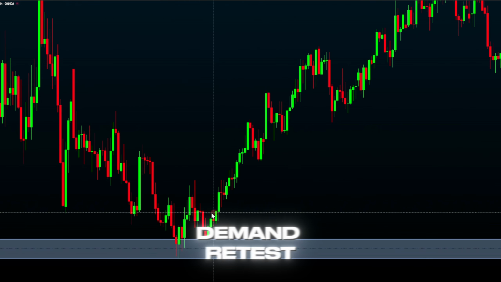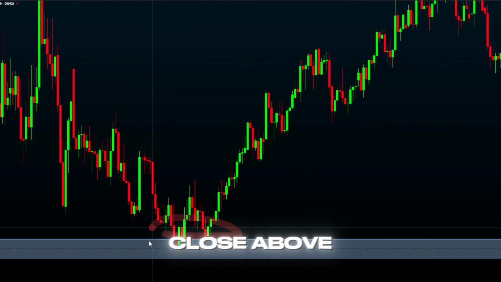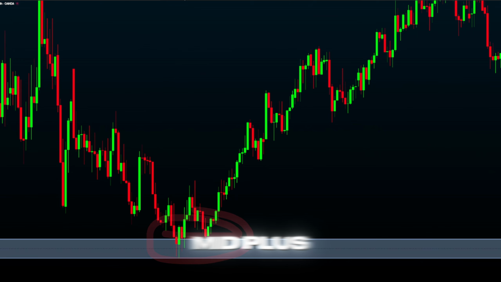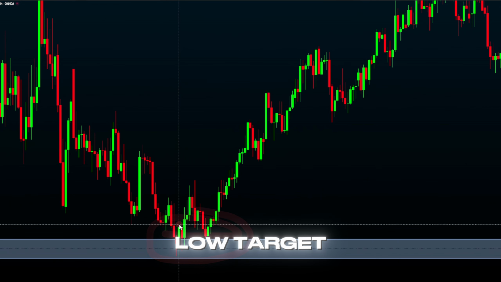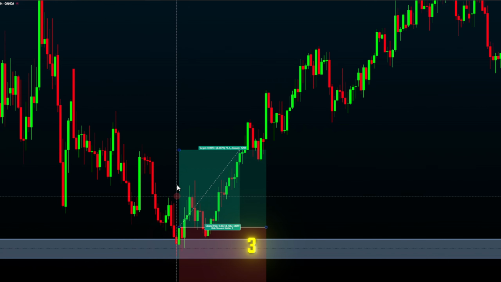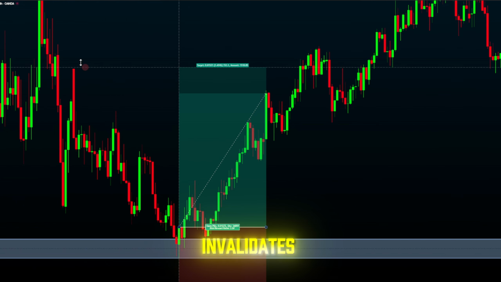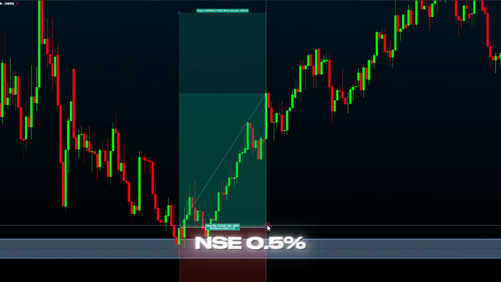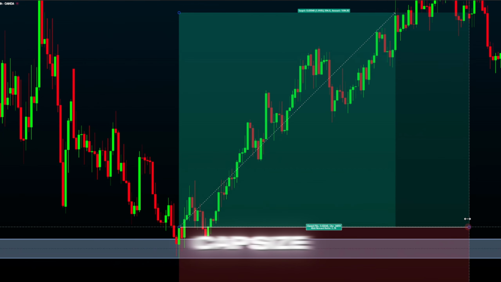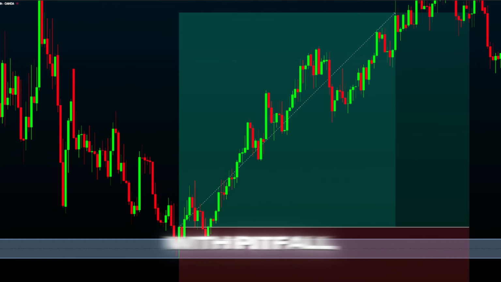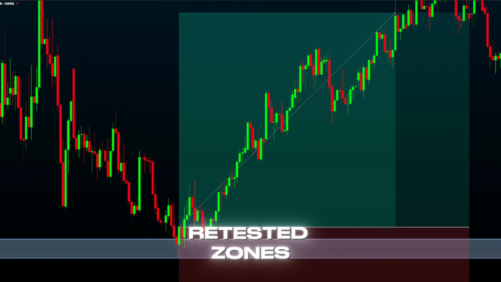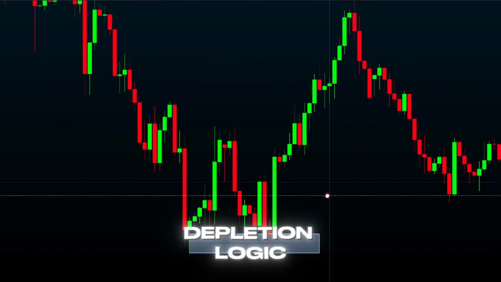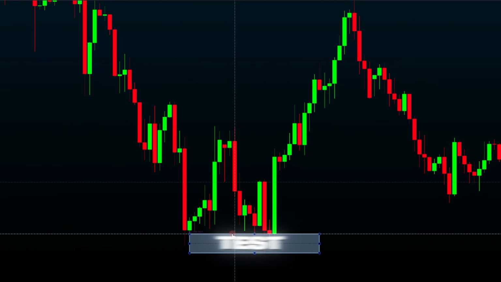Hypothetically, in an uptrend, a demand retest with a hammer closes above the mid. Long at the mid, stop 20 below the low, target 60, up 1:3. A break below invalidates; logically shift to a new structure of lower high, lower low. For NSE, 0.5% cap, size equals risk width. Pitfall: retested zones. Fresh only; depletion logic reduces power 50% per test.